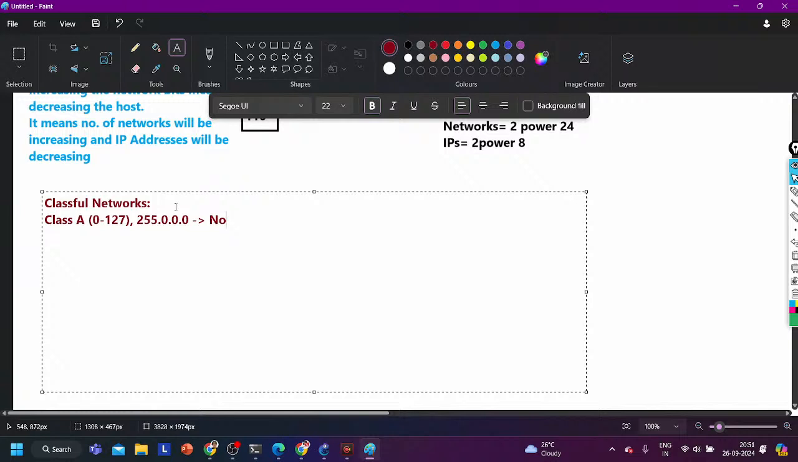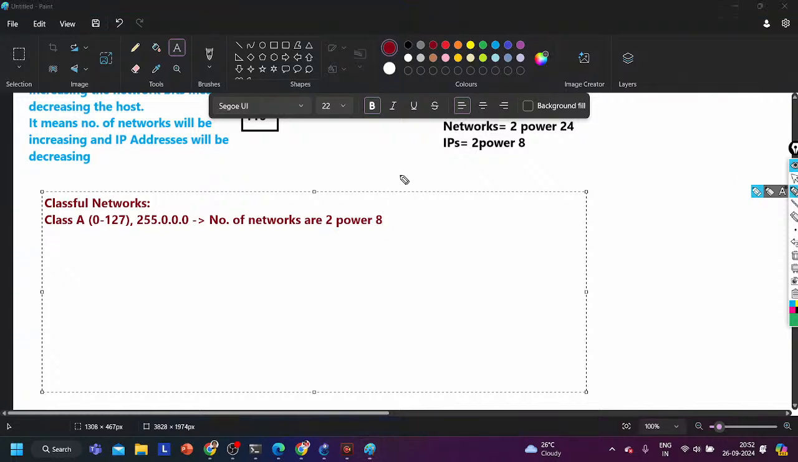Number of networks are 2 power 8, right? But again, if you consider the first bit, which is reserved for the range, then you will have only 7. So if this is a question in, let's say, a CCNA exam, then guys you will select 2 to power 7 only. This is the exam question of CCNA 200-301.